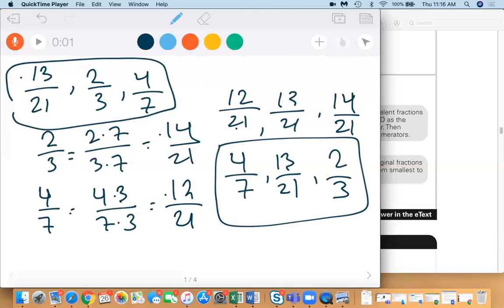So don't accidentally put this in. That is wrong in MyLab. You need to make sure you put in the original fractions from the problem. All right.